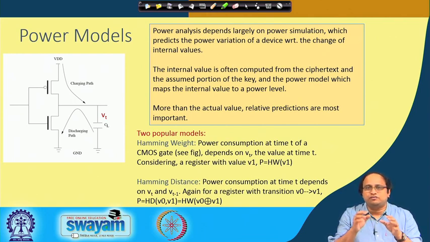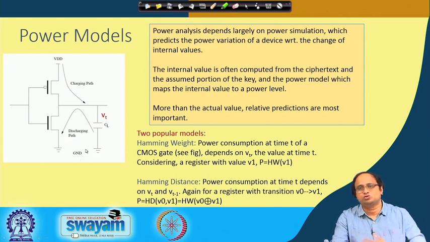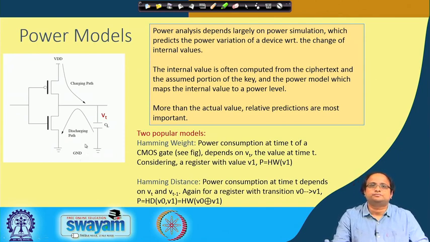But all said and done, definitely the Hamming distance model is probably more accurate, but a Hamming weight model would probably also work quite well. Okay. And it is therefore that we often use both in our attacks.